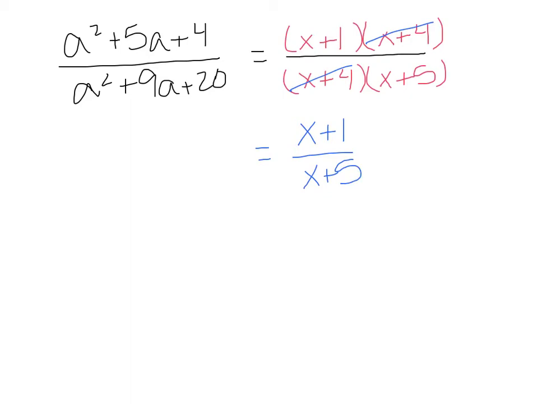Again, do not be tempted to cancel out those x's. You cannot cancel them out. We have to keep them there. You can only cancel out full factors, not terms. So we're done. X plus 1 over x plus 5 is our simplified fraction.